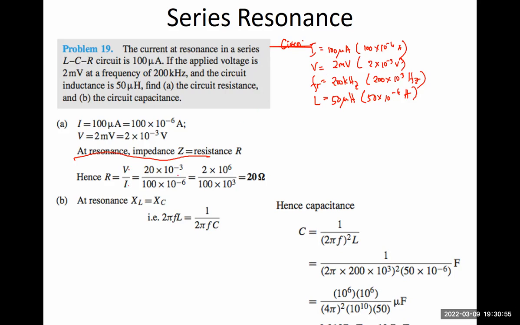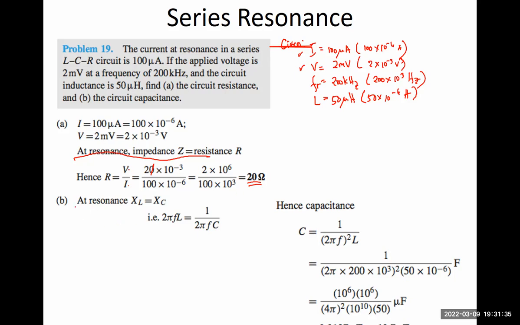So tingnan natin, meron ba tayong V? So meron tayong V, meron tayong I. So kompleto yung ating ingredients. So let's just substitute. So our V is, let me see, this is just 2 millivolts. So 2 times 10 to the negative 3 divided by our current, which is 100 times 10 to the negative 6. So it is equal now to 20 ohms.